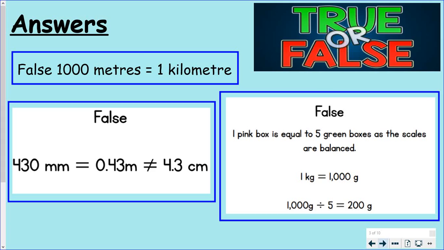The pink box is equal to 5 green boxes as the scales are balanced. So we need the 1 kilogram to equal 1,000 grams. Well, 1,000 grams divided by 5 is 200 grams. So each triangle should have weighed 200 grams, not 20 grams. Well done if you got all of those right. Some of those were a bit tricky, so don't worry if you didn't.